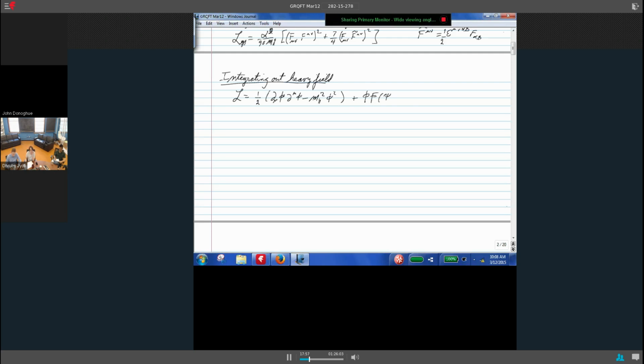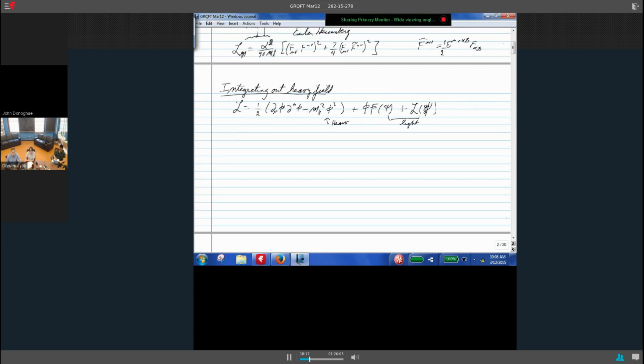Let's imagine that we have a Lagrangian that has a heavy particle in it. I'm just going to make it a scalar for me. Minus one half M_heavy squared phi squared, some coupling to light fields, phi times F of psi, and then some light Lagrangian, L of psi. Okay, so these guys are the light ones. Phi is the heavy.